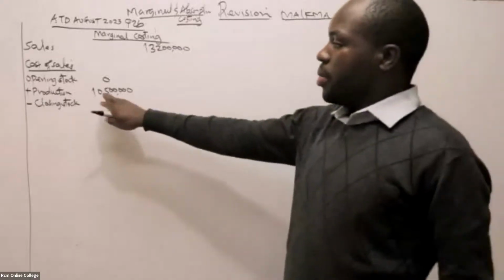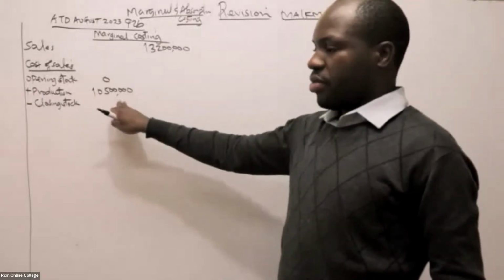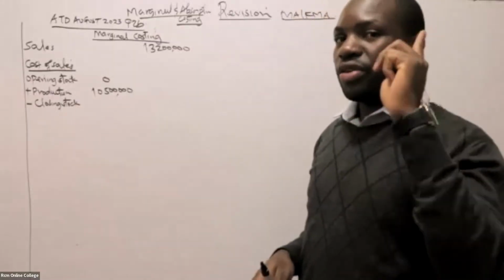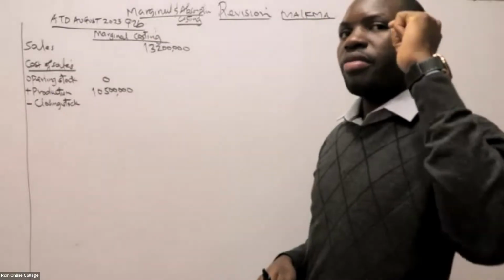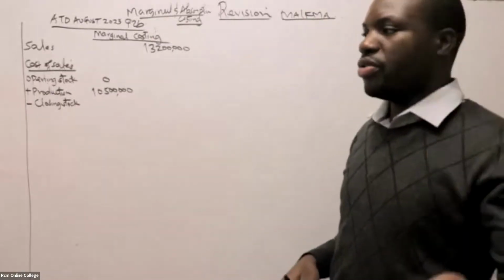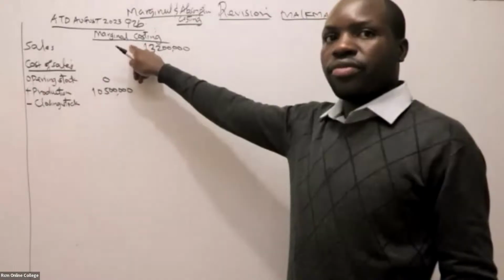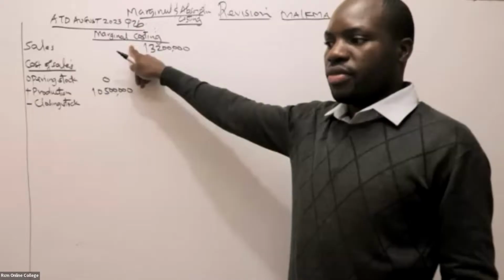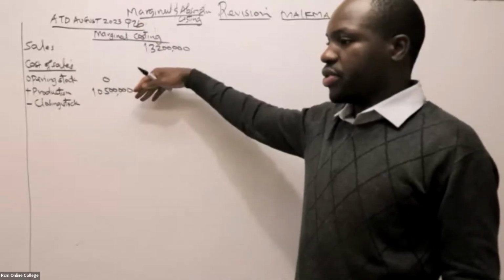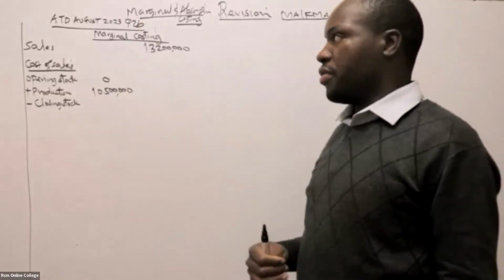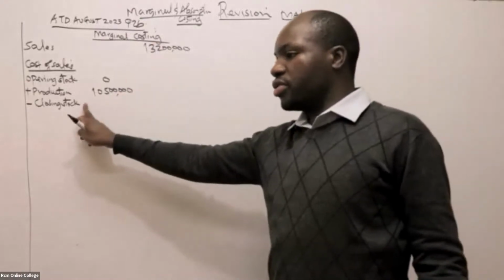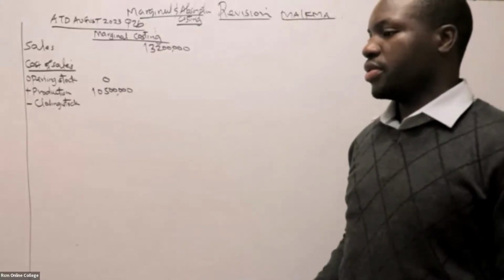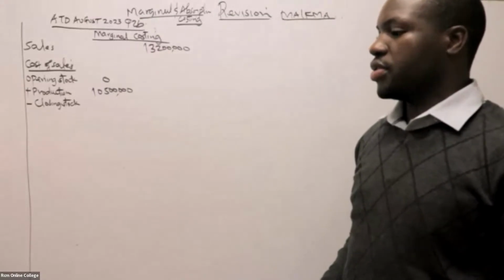So here, the production is 10,500. Now, this closing stock we have 6,000, and it has to be valued at the production cost per unit. What was our production cost per unit under marginal costing? It was 350. So when you take 350 times the quantity of closing stock, that is 2,100,000.